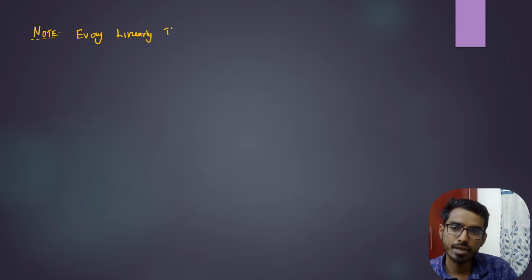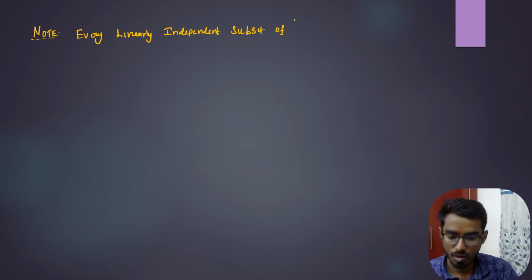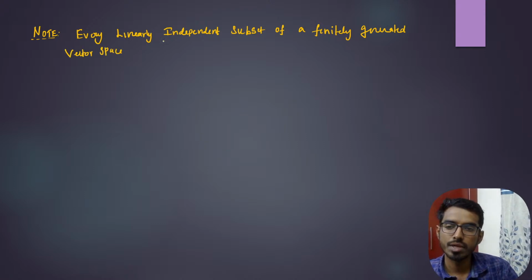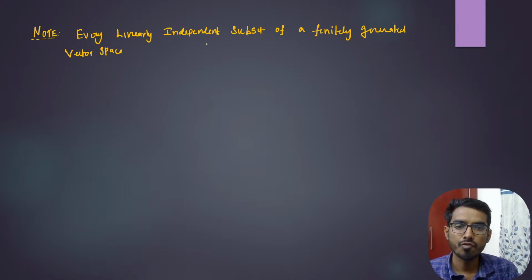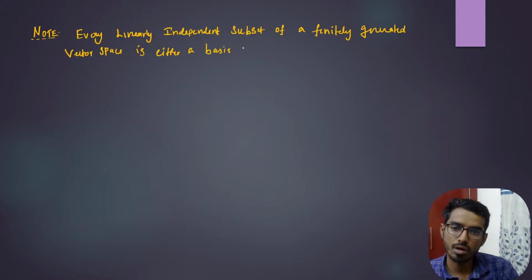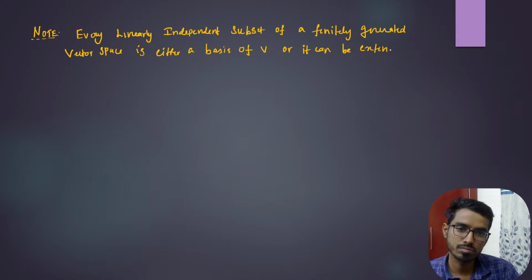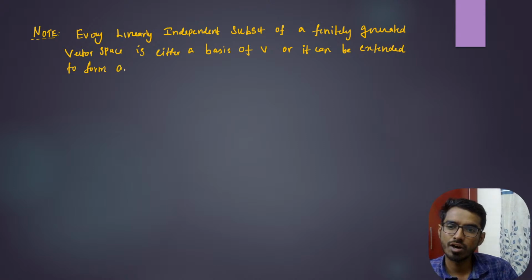So what this note says is, every linearly independent subset of a finitely generated vector space V is either a basis of V, or it can be extended to form a basis, right? This is obvious, right?